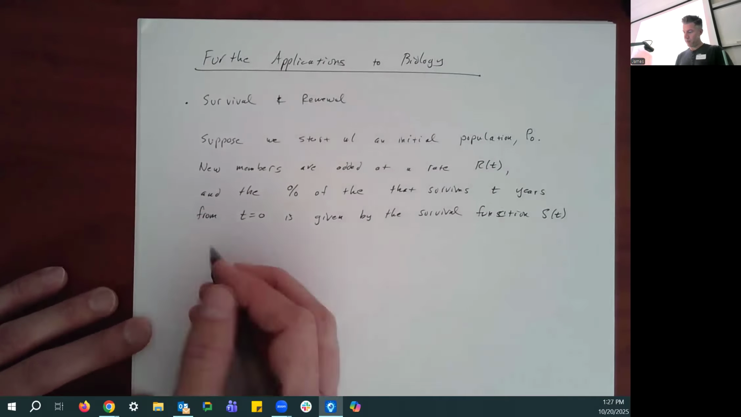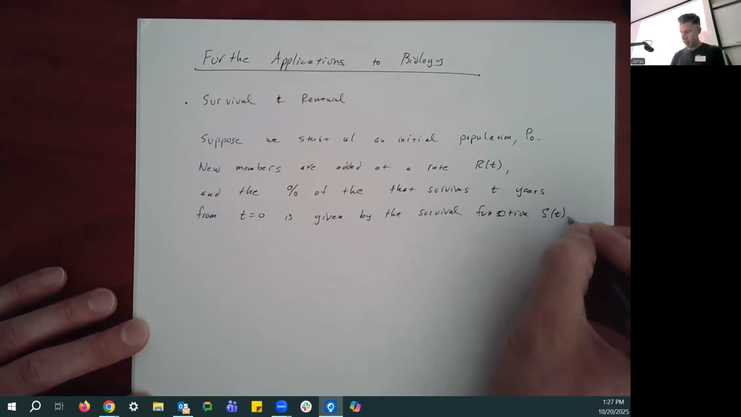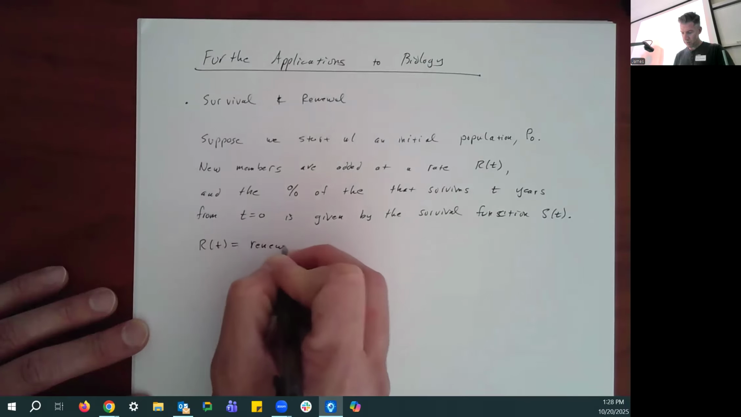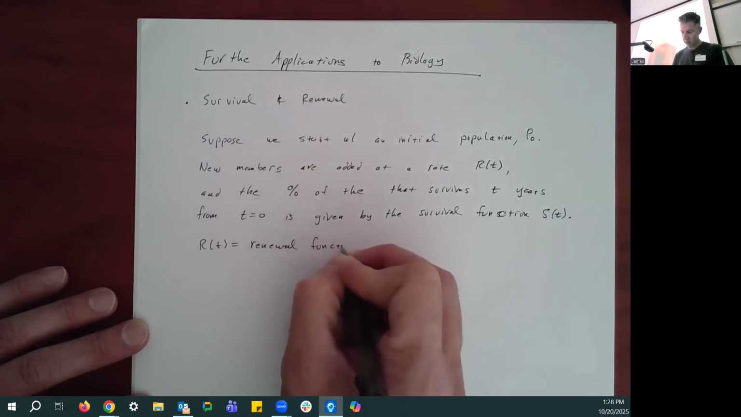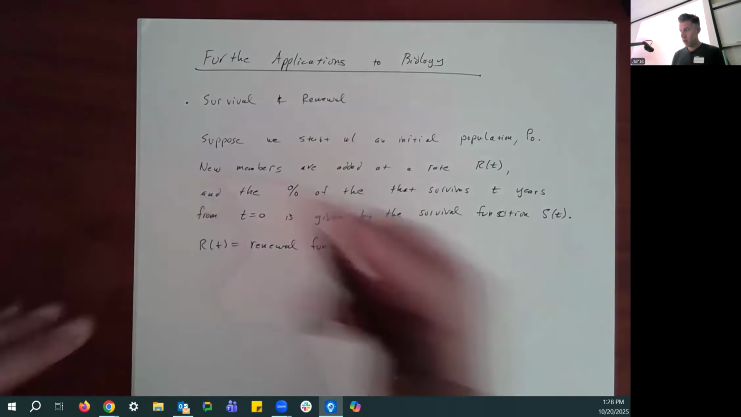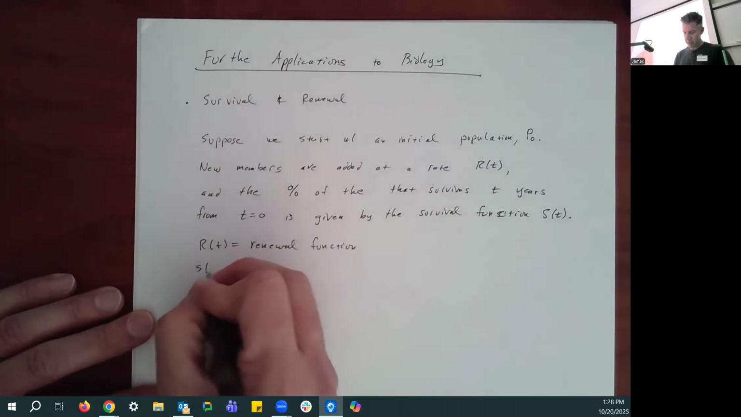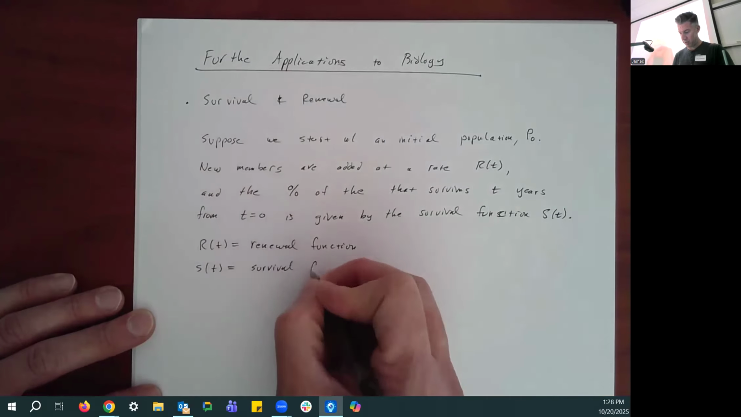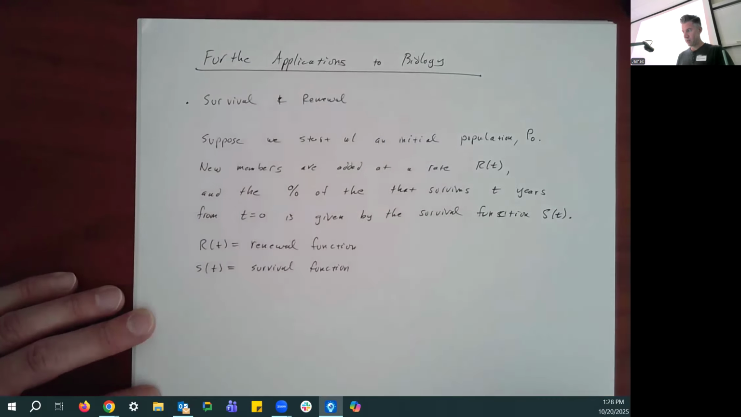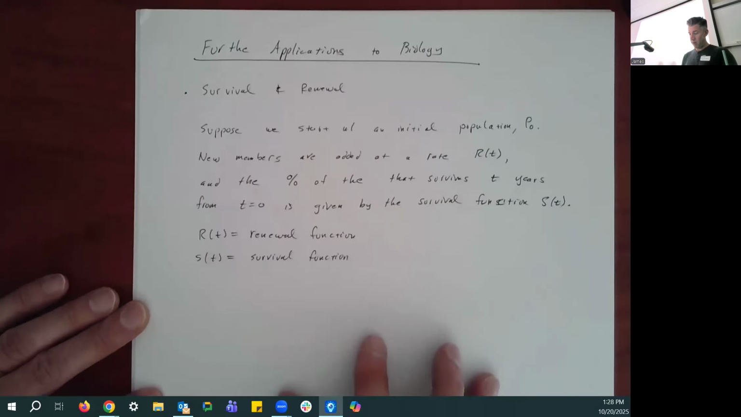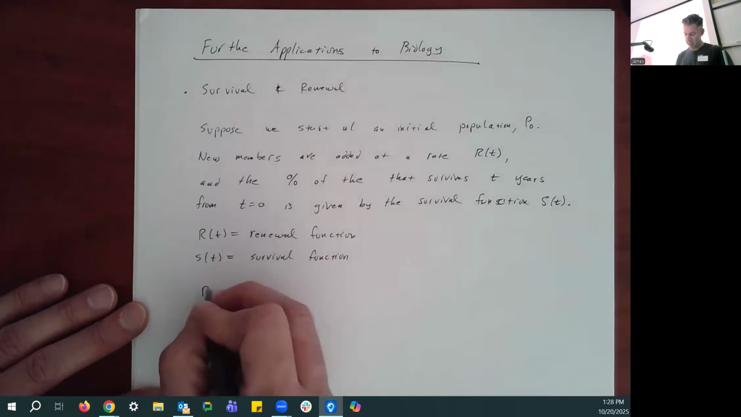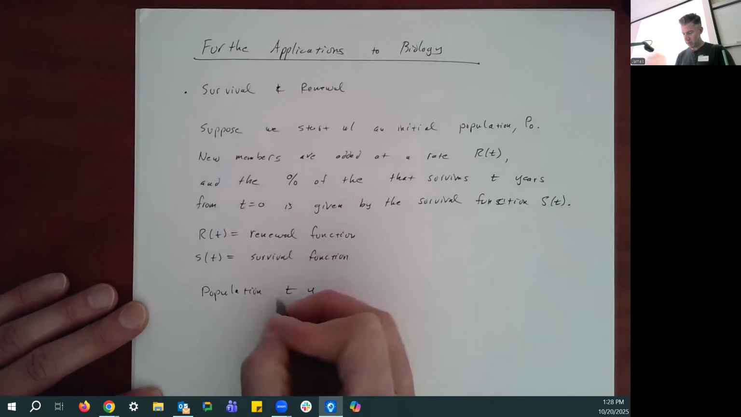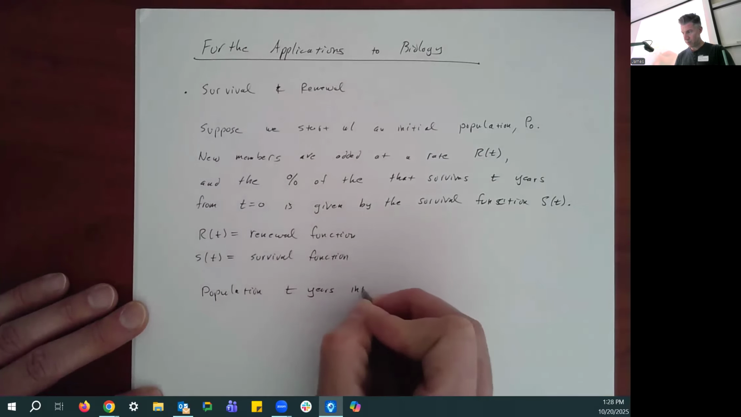Okay, so just again to point out here, what we have going on is R of t equals the renewal function, right? It's how we're getting more members of our population. And S of t is the survival function. It's the number of members that live to the next year, essentially, or to whatever year we're talking about. So here's our formula for the population at time t. I should say the population t years into the future.